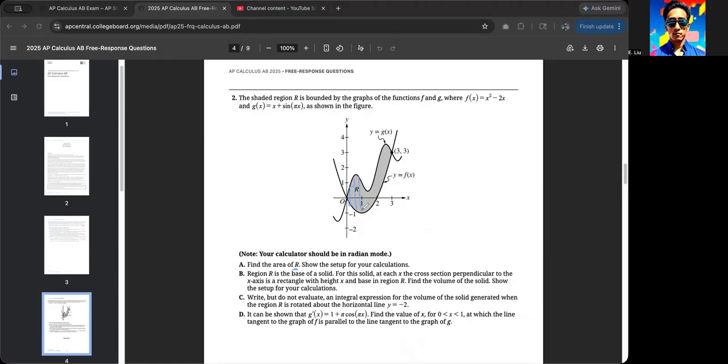I always like to draw my lines here so that I know it's going to be a dx type of situation. 0 to 3 is what I'm setting it up as. Top function g of x minus my lower function f of x dx. Remember, if you forget that dx, you're not going to get your point. This is actually the first point for this, and then the evaluation of it gets the rest.